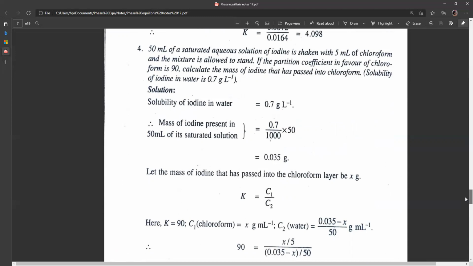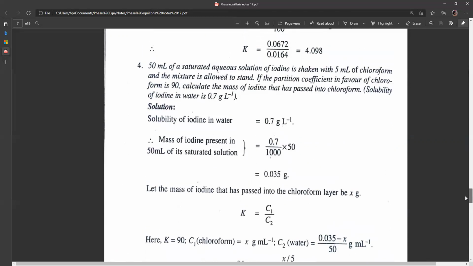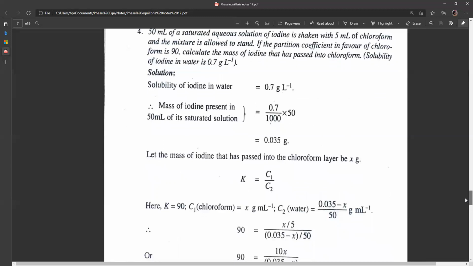Then, 50 ml of a saturated aqueous solution of iodine is shaken with 5 ml of chloroform and the mixture is allowed to stand. If the partition coefficient in favor of chloroform is 90, calculate the mass of iodine that passes into chloroform. These are simple problems which are asked directly from the distribution law.